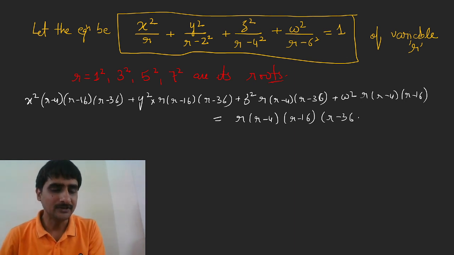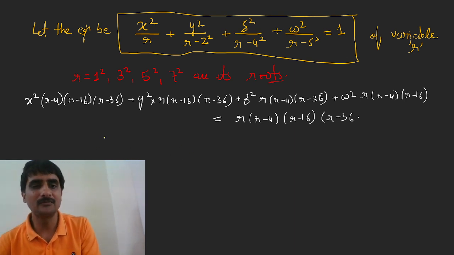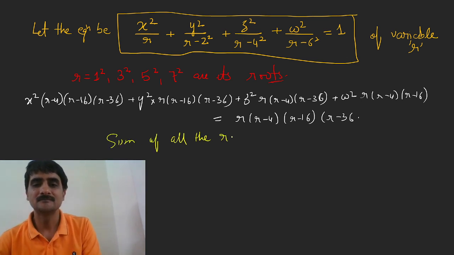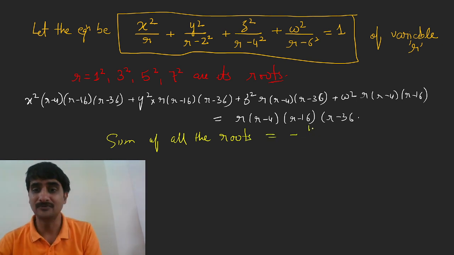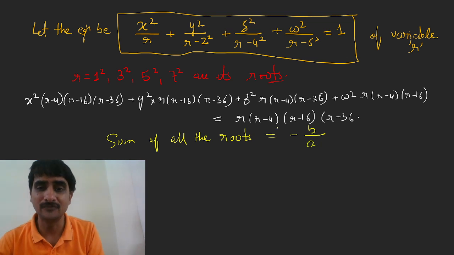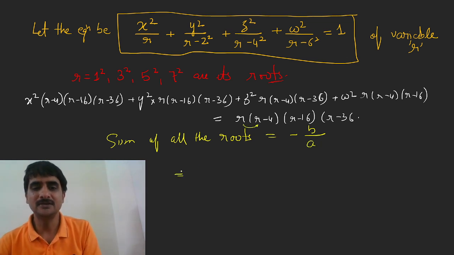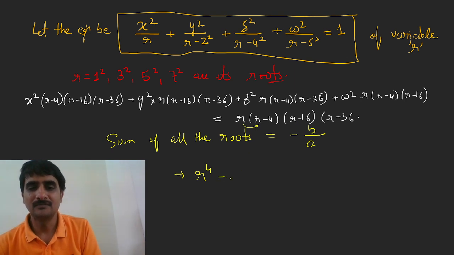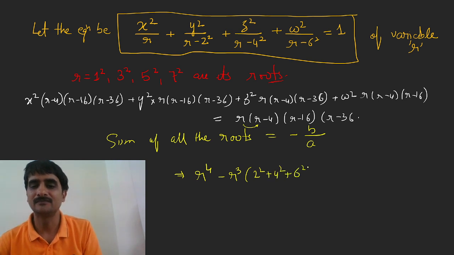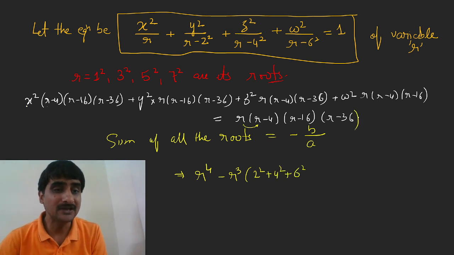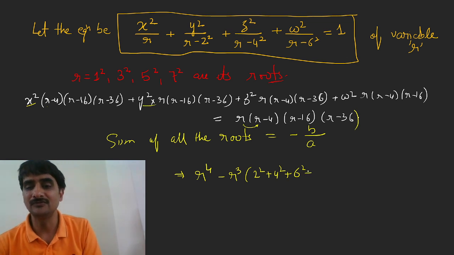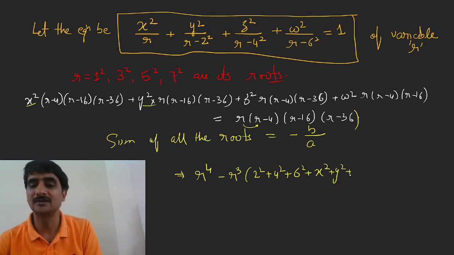That's what we get. Now see, if we go for the sum of all the roots, so what should that be? Minus times the coefficient of r cube, which we call b, over the coefficient of r raised to the power 4. r raised to the power 4 has only one term. So if I write r raised to the power 4, then here r cube will be minus r cube times 2 square plus 4 square plus 6 square. Okay. Then see, r cube has x square, y square, z square, w square as a coefficient. You bring it this side, and this is where we get the result.